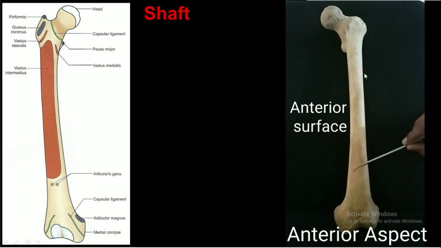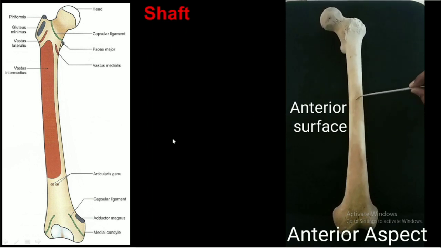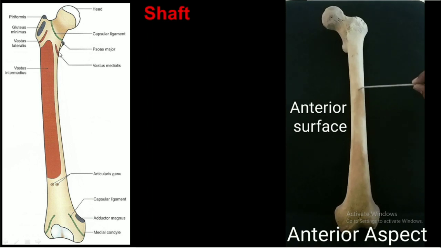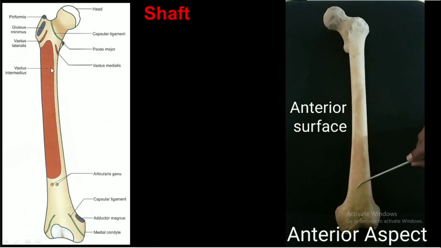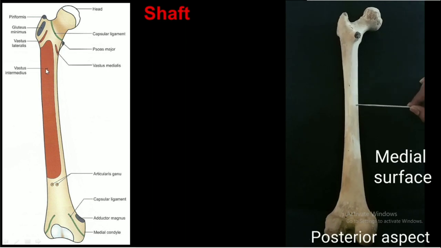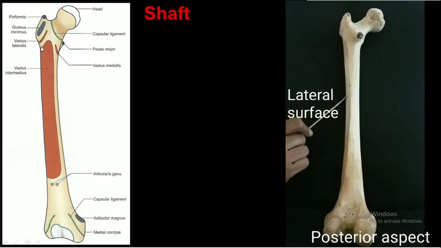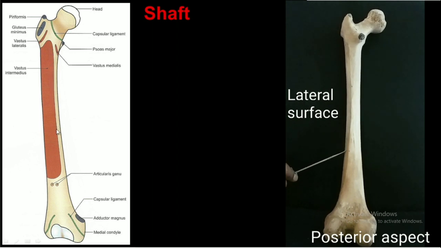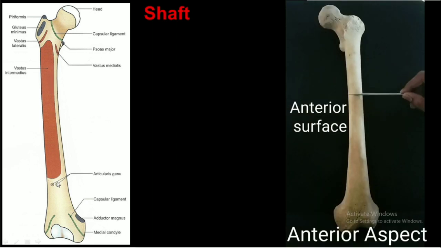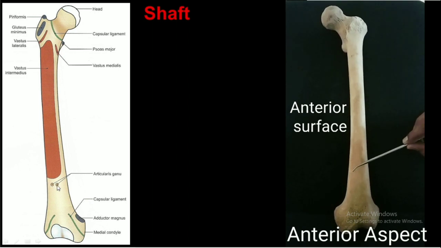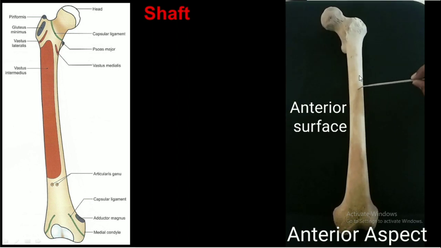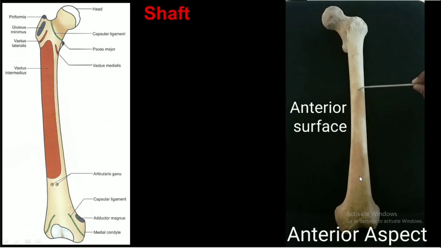Now we will see some of the attachments over the anterior surface. The medial surface is somewhat bare, meaning no attachment. In the anterior surface, one muscle, the vastus intermedius, originates from the anterior surface and also from the lateral surface, the anterolateral surface, the major portion of the anterior surface. Below this there is the articularis genu. So vastus intermedius, and here there is articularis genu.